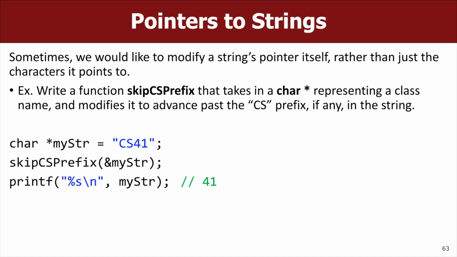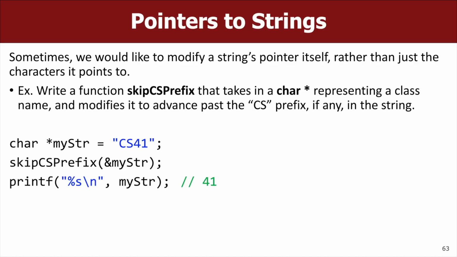Well, I want to give an example of a function called skip CS prefix. The goal of this function is it should take in a string representing a class name, such as CS41 or CS107, and it should modify it to advance past the CS prefix, if any, in the string. So as an example, if I pass in the string CS41, skip CS prefix should modify the myStir pointer to advance 2 places past the CS prefix in this case. And so if I print it out after calling skip CS prefix, it would just print out 41.